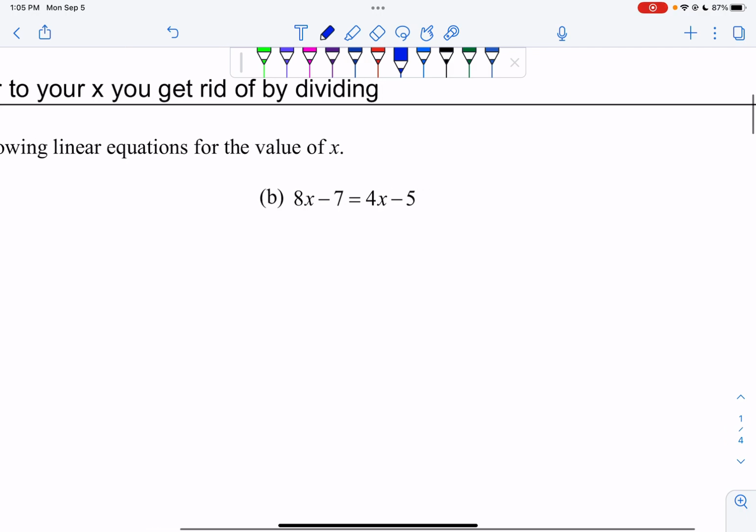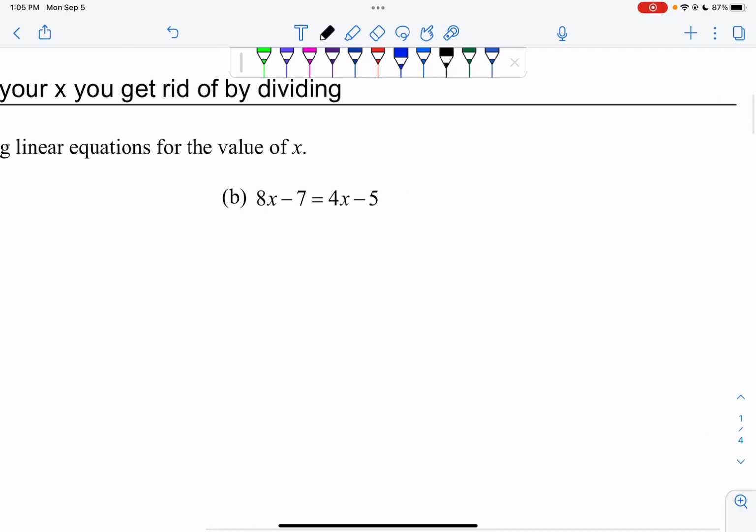Now let's go on to our next one. 8x minus 7 equals 4x minus 5. PCVNA, no parentheses, can't combine like terms. My variables are not on one side. If I look, I have an x here and an x here. So I need to figure out how to get my x's on one side. I like my x's on the left, so I'm actually going to move my 4x.